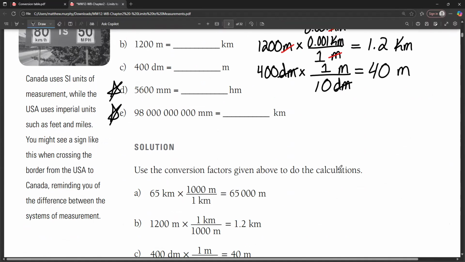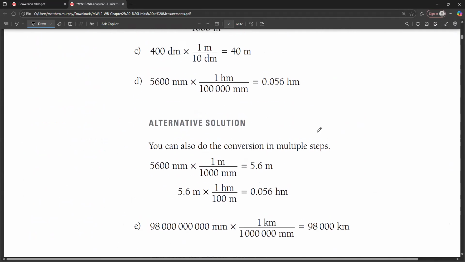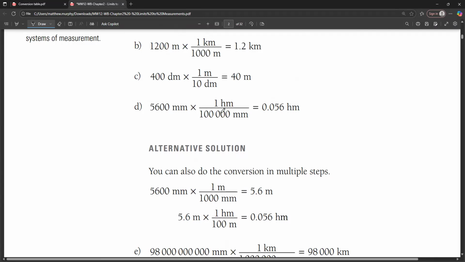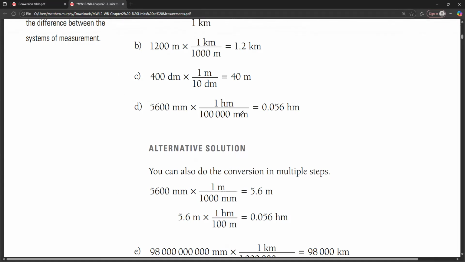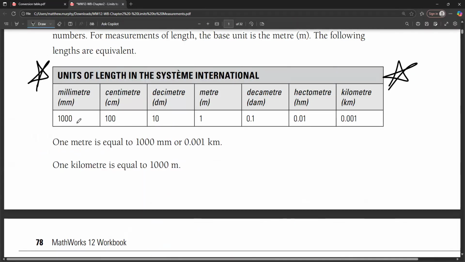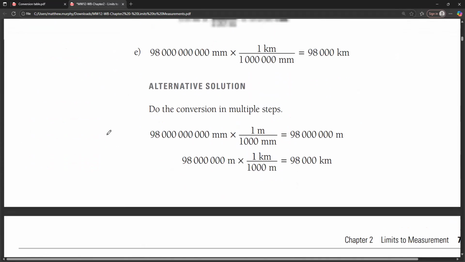So for D, I will show you their work here because they have more room. So for D, they did it this way. They said 1 hectometer in 100,000 millimeters. Okay. That's not on our table. We don't have 1 to 1,000, right? This is all you see. Okay. It's not there. So the alternative step here.